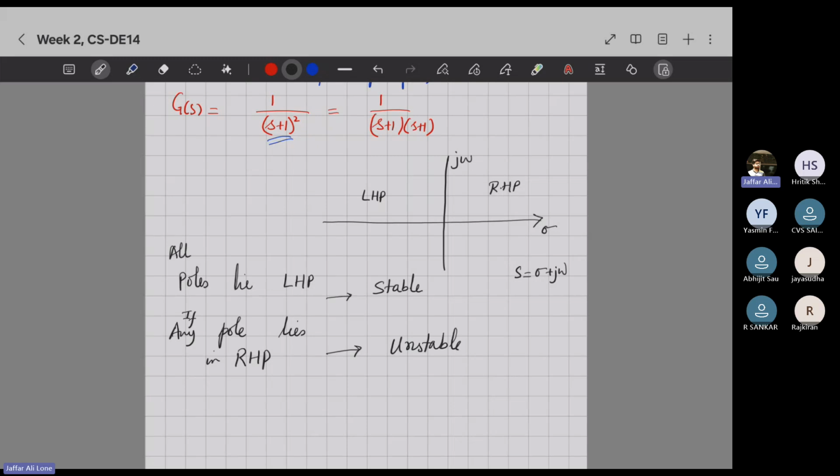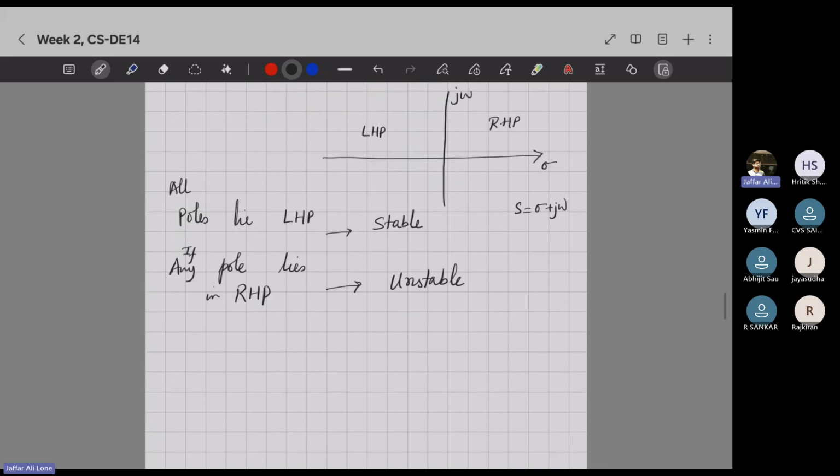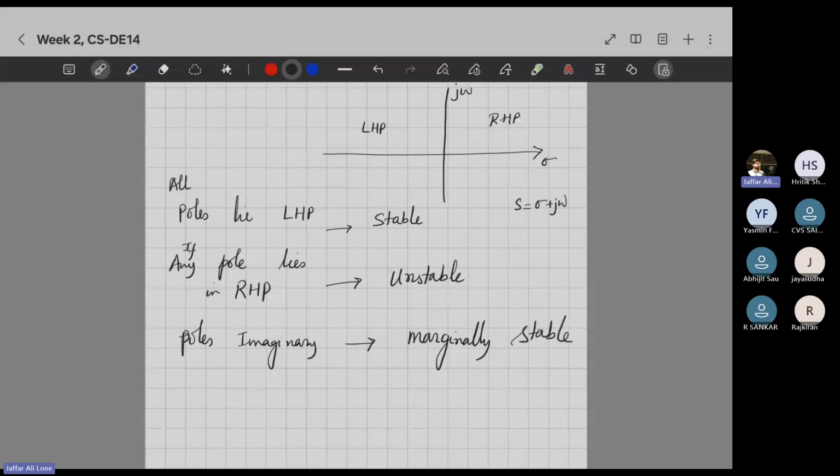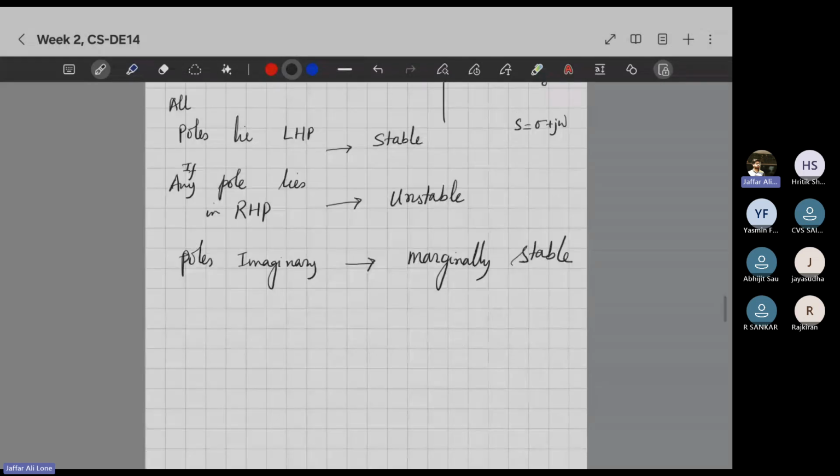That makes the system unstable. So if we have poles on the imaginary axis, then the system is marginally stable. That means the response is oscillatory. I'll explain that. But if I have repeated poles, mark this point.